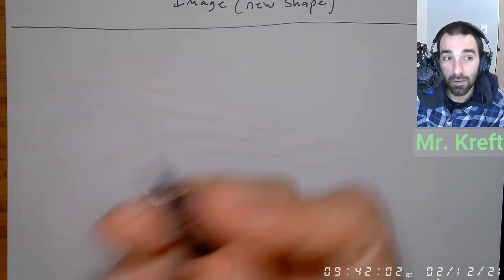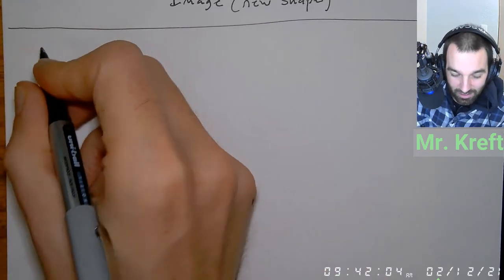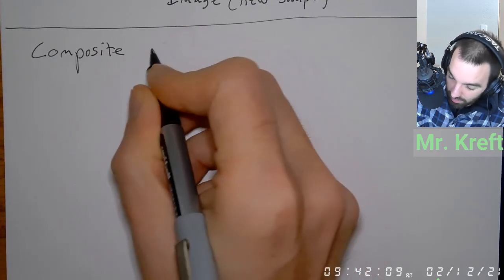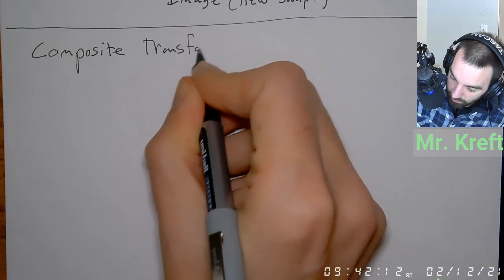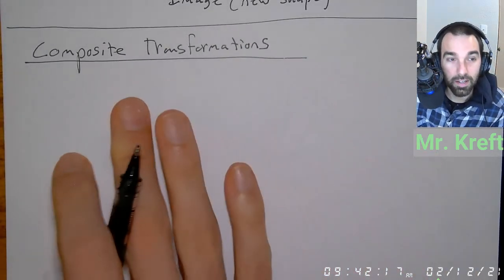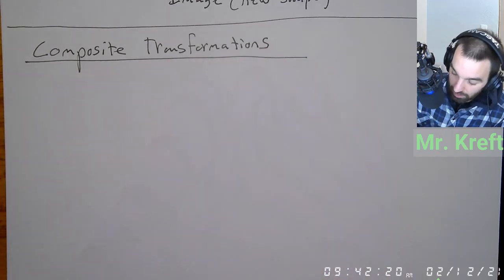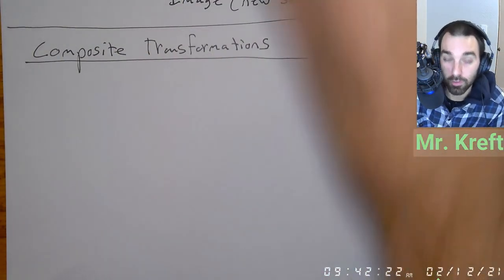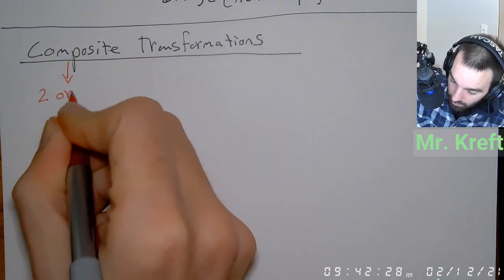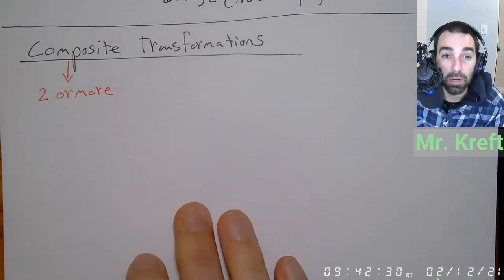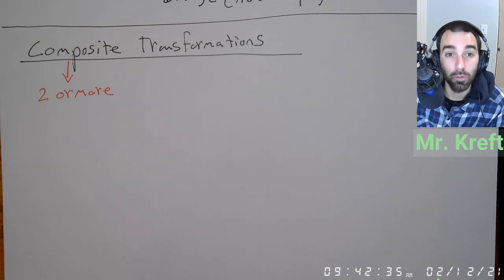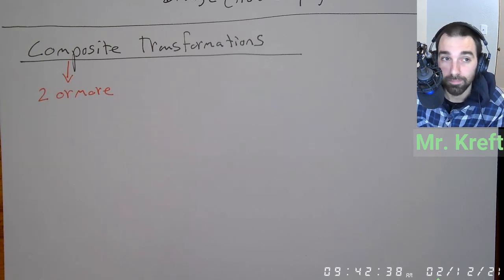The other thing that I only have 8 minutes for, the other thing that we need to talk about is composite transformations. Some of you might have heard of the word composite before. Composite means 2 or more. You might have heard of a composite metal or a composite plastic. That just means it's a plastic or metal made up of 2 or more different types of metals and plastics.